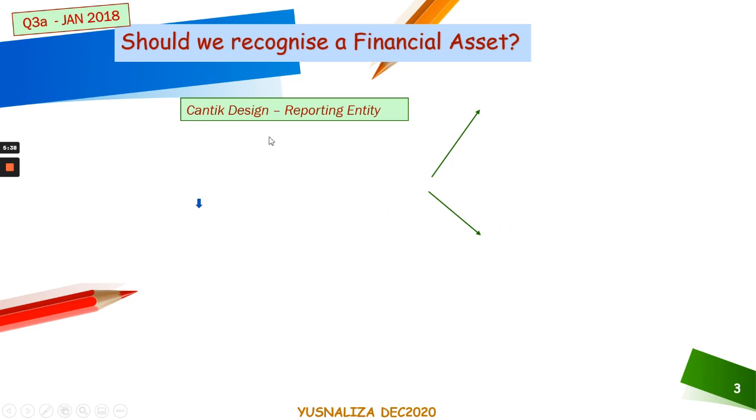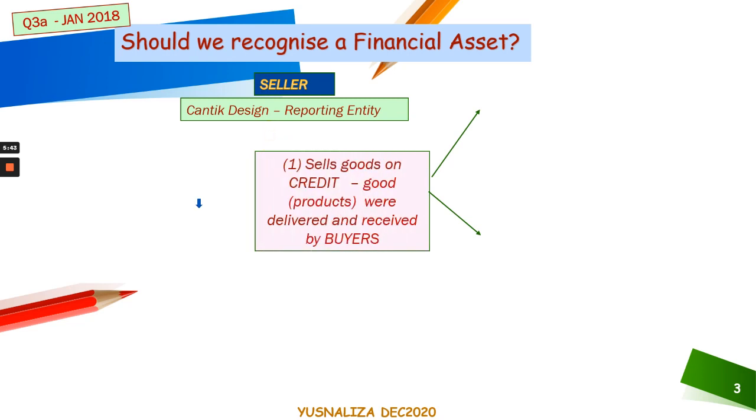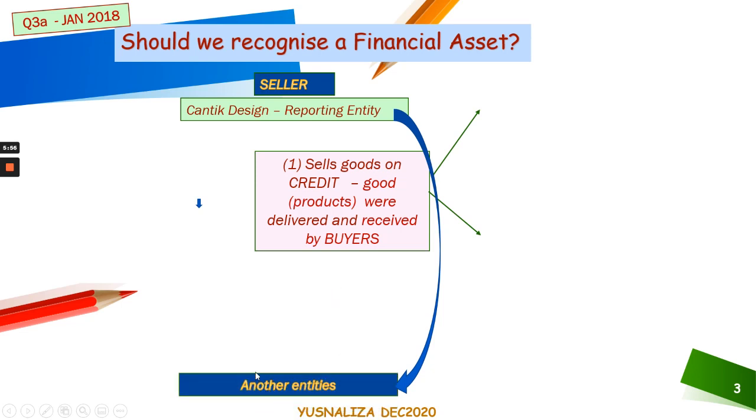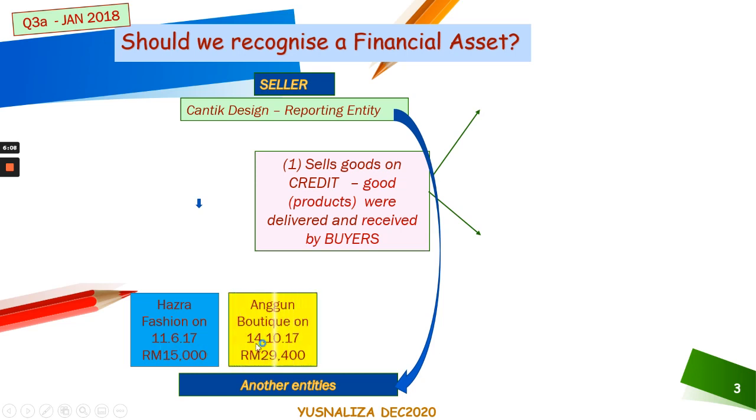So let's look at Chantik Design, our reporting entity. The company is the seller. And what happened is during that year, they sell goods on credit. Where goods were delivered, they were received by the buyer or the customer. Who is the buyer? The customer. And in MFRS 9, they are called another entity. Yeah, third party, another entity. The first one is Hazra Fashion. The transaction took place on 11th of June to the amount of 15,000. Second one is Angul Boutique on 14th of October at 29,400.